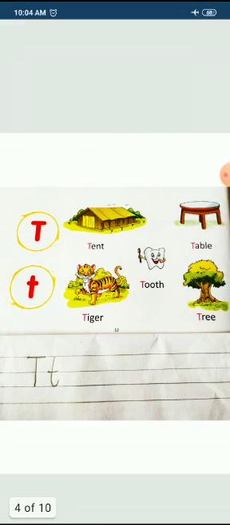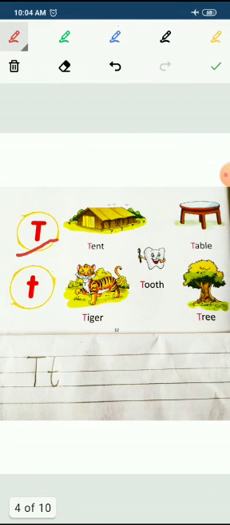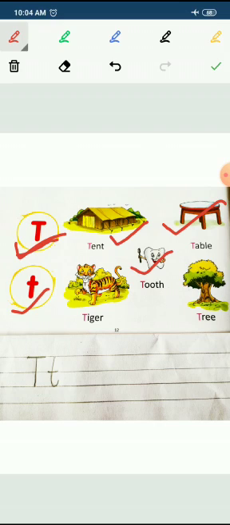Next is T. This is capital T and this is small t. This is a picture of a tent. This is table, tooth, tree and tiger. Tiger is our national animal. So you can see here both letters, capital T and small t. Both letters come in the upper three lines.